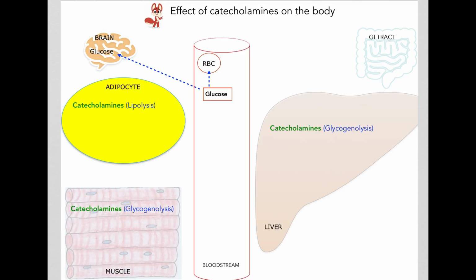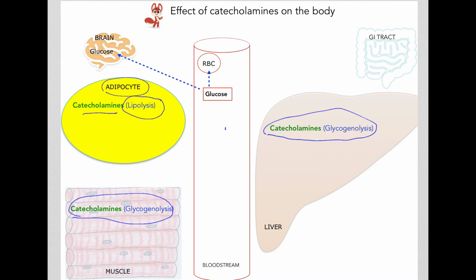So these catecholamines will, in the bloodstream, go to different target tissues. So what are the major effects of catecholamines on the body during starvation? In the liver, as well as in the muscle, the catecholamines will stimulate the breakdown of glycogen. It will stimulate glycogenolysis. While in the adipocyte, the catecholamines will stimulate lipolysis, breakdown of triglycerides into fatty acids. So let's see how this happens.